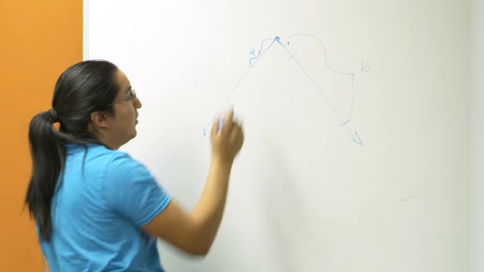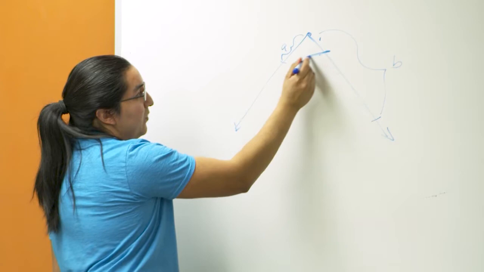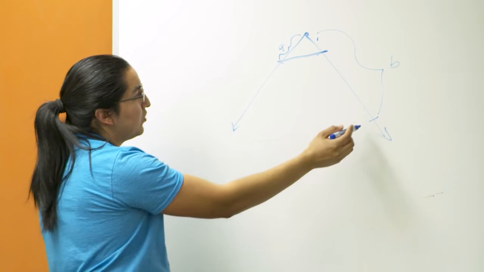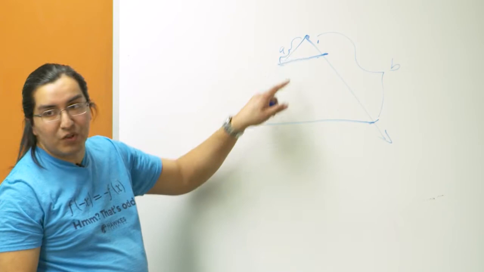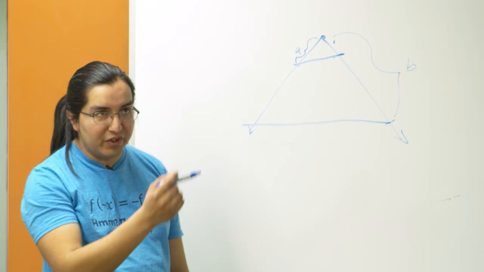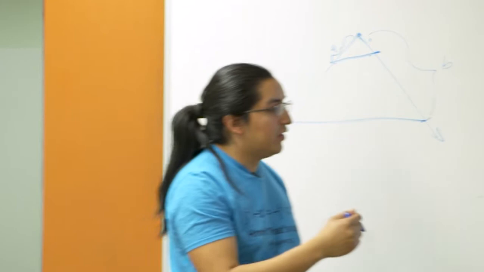And then what we want to do is draw this segment here so that we have a triangle. And then we want to draw a parallel here with that line. And so now we have two similar triangles. And we can find that by the rule, the ratios of similar triangles, we can find that this segment here is the product of A and B.